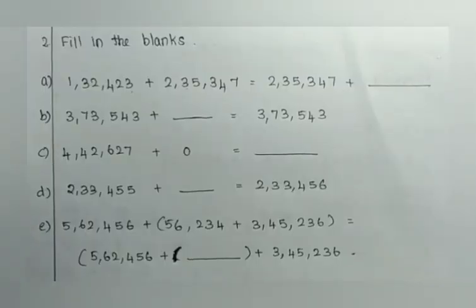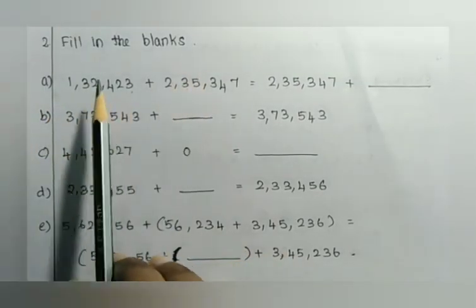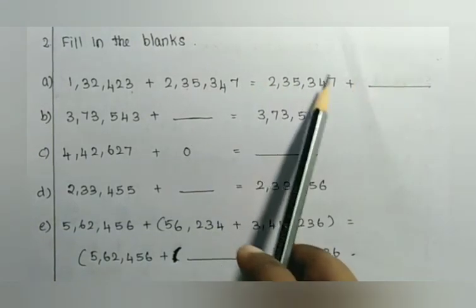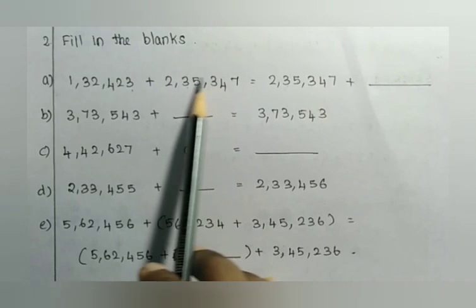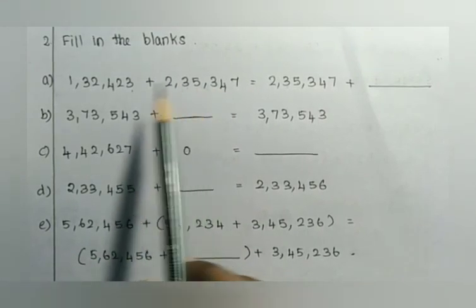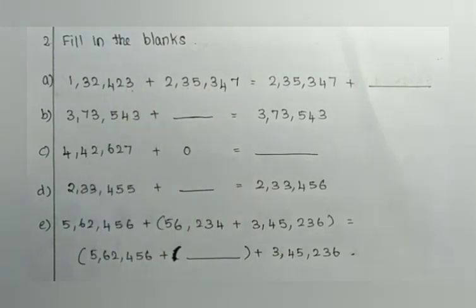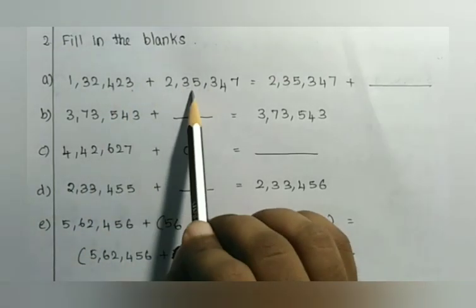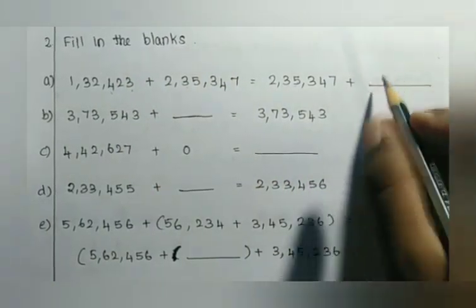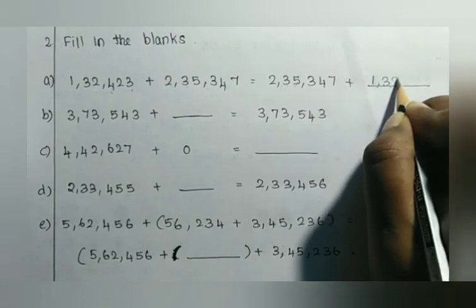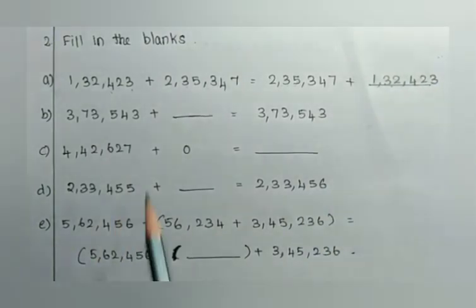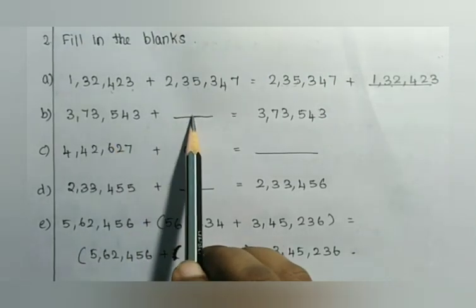Fill in the blanks. Look at the first sum. So 2 addends are given and here there is an addend and a blank. So this addend and this addend are same. So according to the property, even if the order of the addends are changed, the sum remains the same. So if these two addends are same, this addend will be coming to this position. So the answer is 1,32,423.